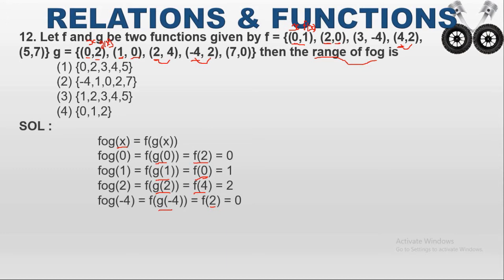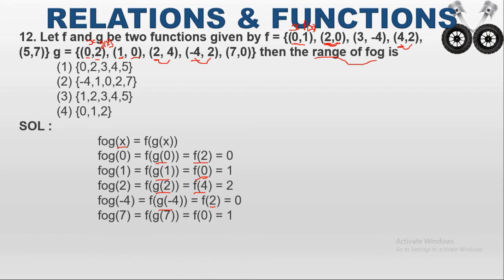So f of 2. In function f, where is the 2? It is present in the second ordered pair. So for the input 2, what is the output? The output is 0. So instead of f of 2, I can write 0.